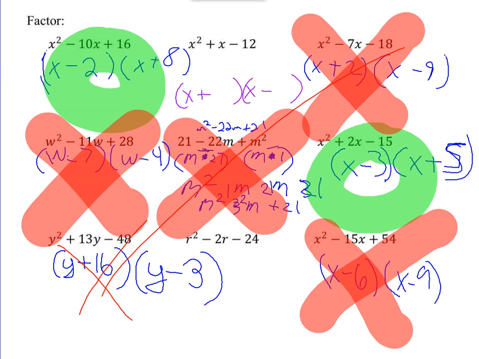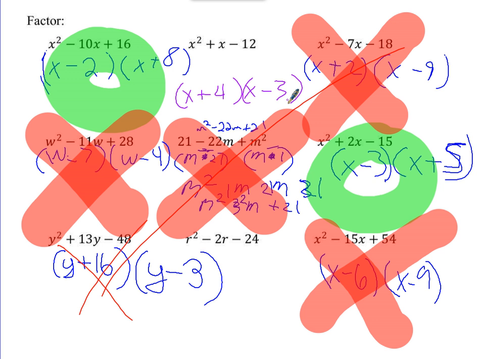Negative 3 and positive 4. If I multiply those together, I do get negative 12. If I add those two numbers together, positive 4 and negative 3, do I get positive 1? Yes, those are the two numbers. So positive 4 and negative 3, that's the answer.